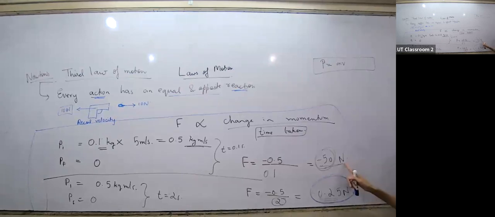But if you try to stop it immediately in this case, how much force are you applying to stop the ball? 50 newtons. Huge amount of force. This is just to understand more than the previous one. And then you are applying more force to stop the ball.